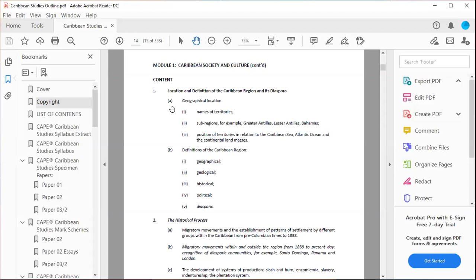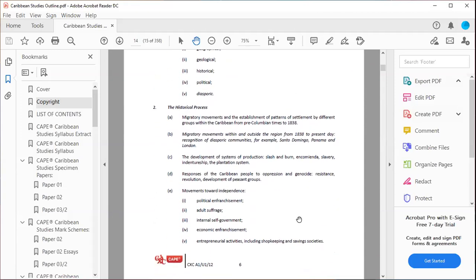We would have also done 1B, looking at the various ways in which the Caribbean is defined: geographical, geological, historical, political, and diasporic. So we have covered 1A and 1B thus far. Now we are at 2A.